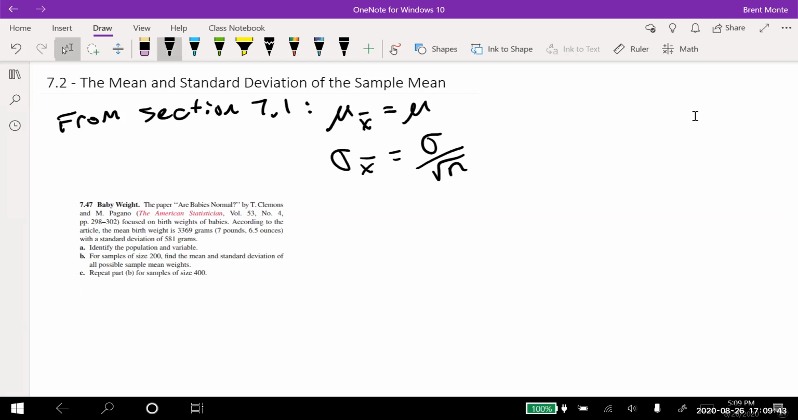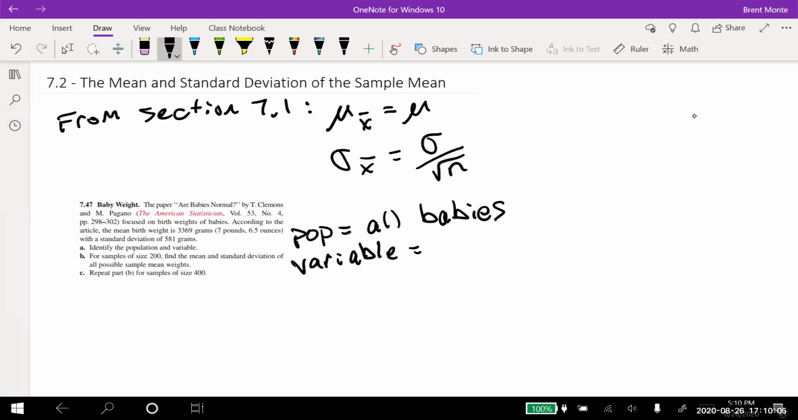Well, the population here is just all babies. So population, all babies. Because what does the problem say? Focused on the birth weight of babies. Any certain babies? No, it just says on the birth weight of babies. So the population is all babies. What is the variable? Well, what were they measuring? Birth weight. So it's the birth weight of babies. Okay, so that's stuff that we learned way back in maybe chapter 1.